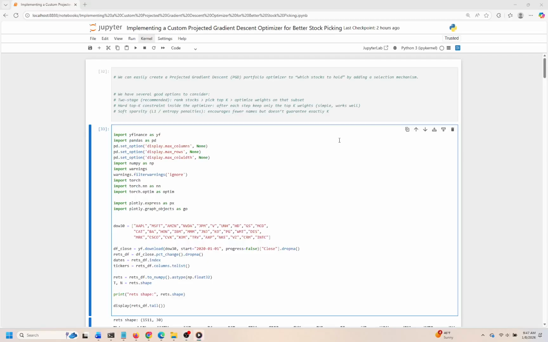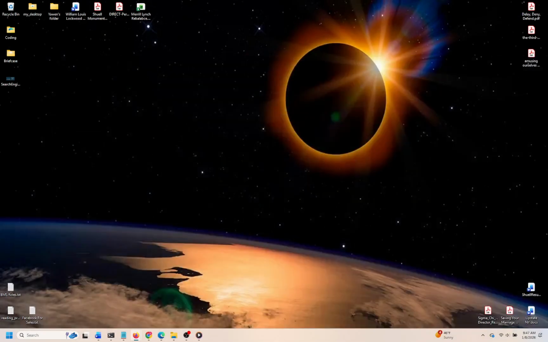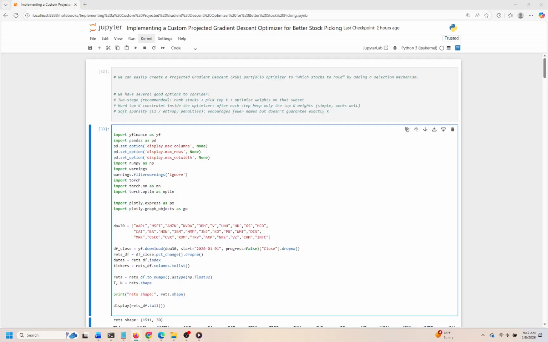Cell 1. In this cell, we're developing a projected gradient descent (PGD) portfolio optimizer that incorporates a selection mechanism to determine which stocks to hold. This enhancement is crucial because optimizing a portfolio isn't solely about maximizing returns. It's also about selecting the right stocks to achieve the best performance while managing risk. Let's delve into the different approaches we can take for stock selection.